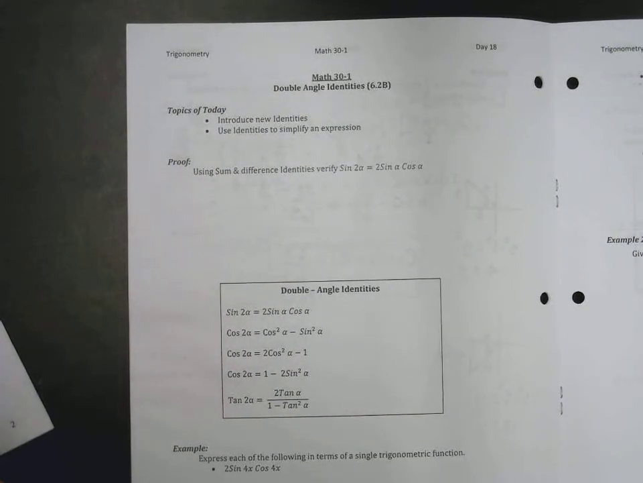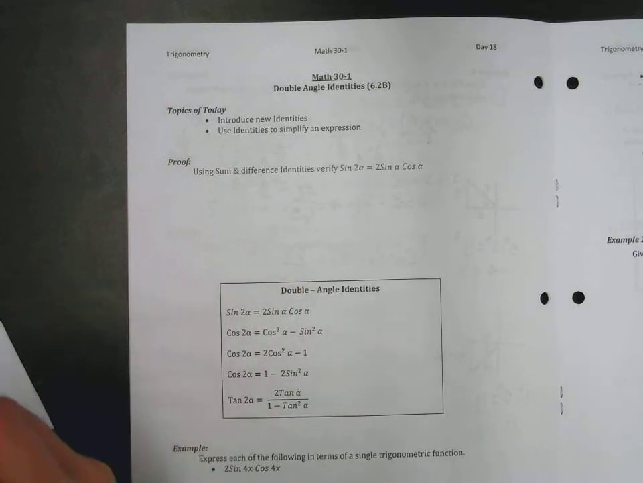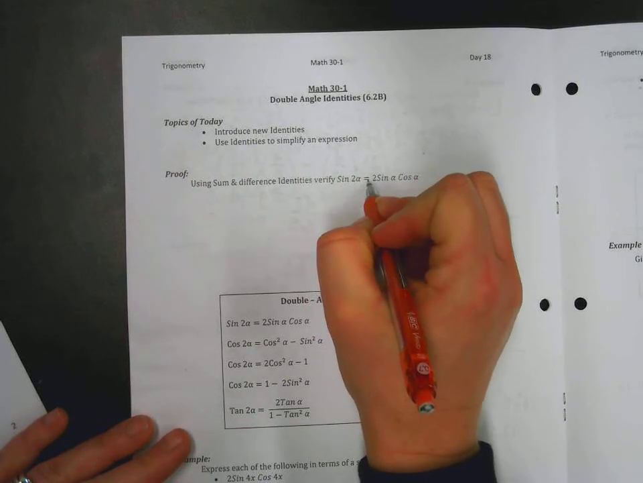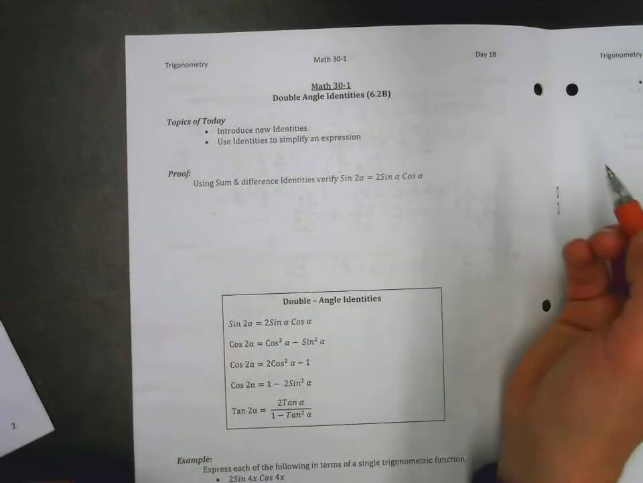All right, 6.2 B, double angle identities. So today we're going to introduce these double angle identities, and then we're going to use those identities to simplify just basic trig expressions. First of all, we're going to prove the double angle identity that sine of 2 alpha is equivalent to 2 sine of alpha cos of alpha. So how can we do that?